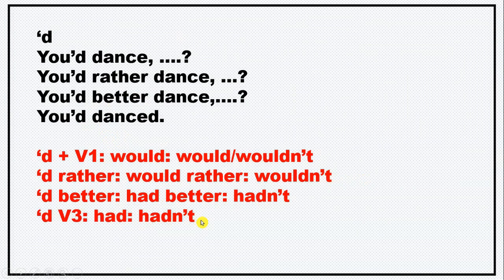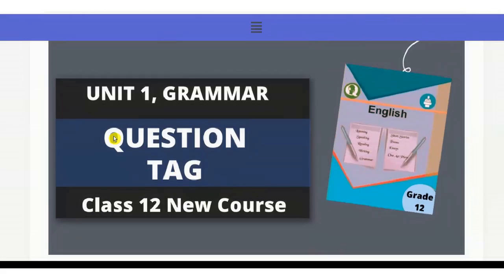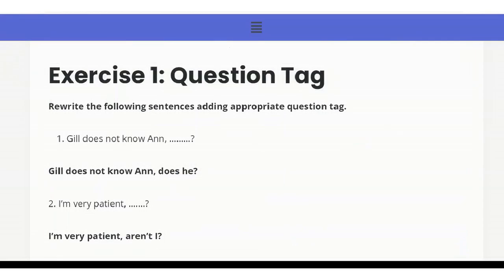Now, after getting all these things, it's time for us to see the exercise from the book. Now, let's see the solution from the book. Unit 1 Grammar Question Tag, Class 12 English. Exercise 1 Question Tag. Rewrite the following sentences adding appropriate question tag. Gil does not know, does he? It's negative, so the question tag is positive. I'm very passionate, amn't I? No, we say, aren't I?